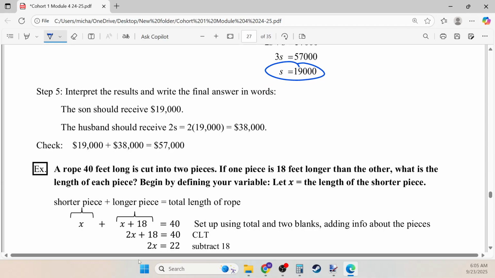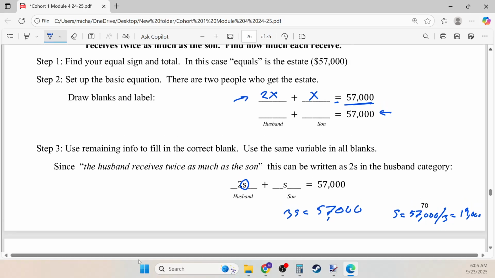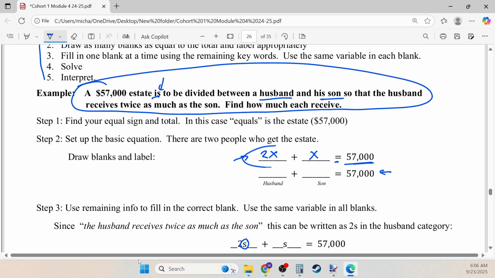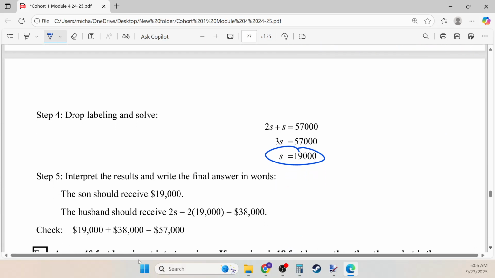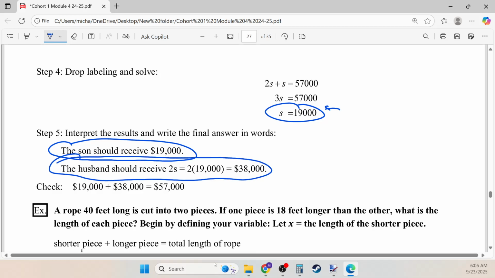So this is the two most important skills in the class. One is where we convert from a sentence into an equation. So being able to translate this into this is one of the 2 most important skills. The other one is going the other way. Once we have S equals 19,000, we really need to be able to turn it back into words. Son should receive 19,000, and husband will receive 2 times that, 38,000.